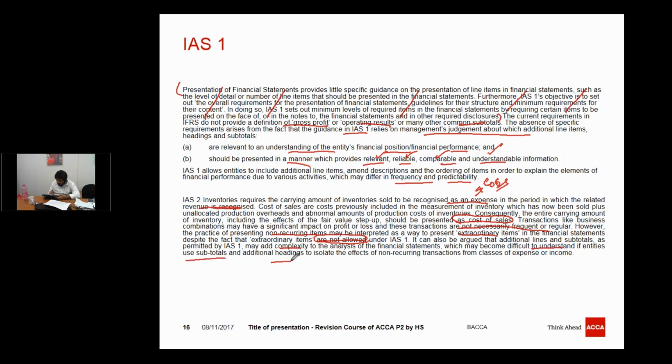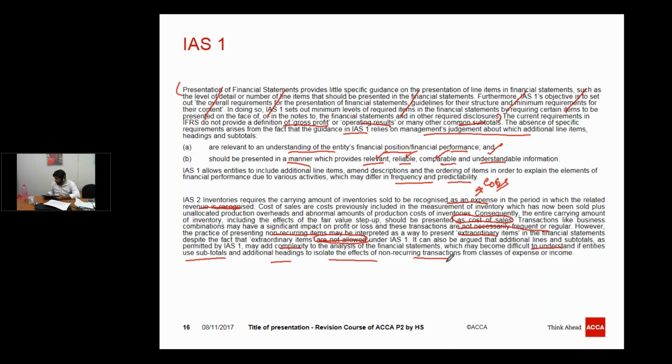Entities use subtotals and additional headings to isolate the effect of non-recurring transactions from the class of expenses or income. So in a very simple way, we must say that adjustments in the value of the inventory because of the business combination are allowed. You can do the fair value exercise according to IFRS 3 for the calculation of inventory, but when the inventory was sold, the whole amount should be charged in cost of goods sold. So these are the requirements, and it's all about the presentation of how to present the inventory.